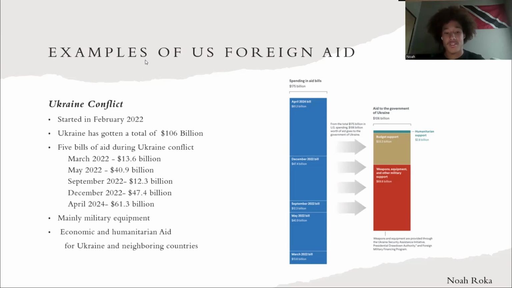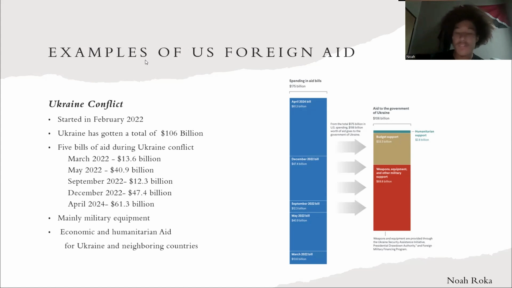All right. Modern examples of the US foreign aid. One of them is the Ukraine conflict that started February 2022. Since then, Ukraine has gotten 106 billion US dollars of aid in the span of five major bills. These five major bills are a total of 175 billion US dollars of aid, but the majority has gone to Ukraine. Most of it is military aid, but they also got economic and humanitarian aid for Ukraine and neighboring countries that are helping out the Ukrainian refugees who are fleeing from the country.